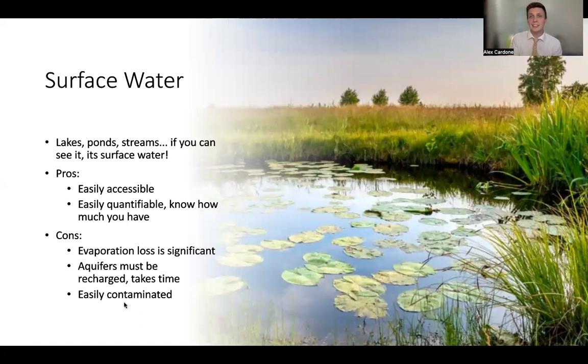And it's also easily contaminated. Anything can just walk right in and contaminate it, or it could be dumped right in, or dumped right next to it, or dumped upriver, and now it travels down to the pond and it gets contaminated. Surface water, since it's right there, is very accessible. It's also accessible to contamination as well.